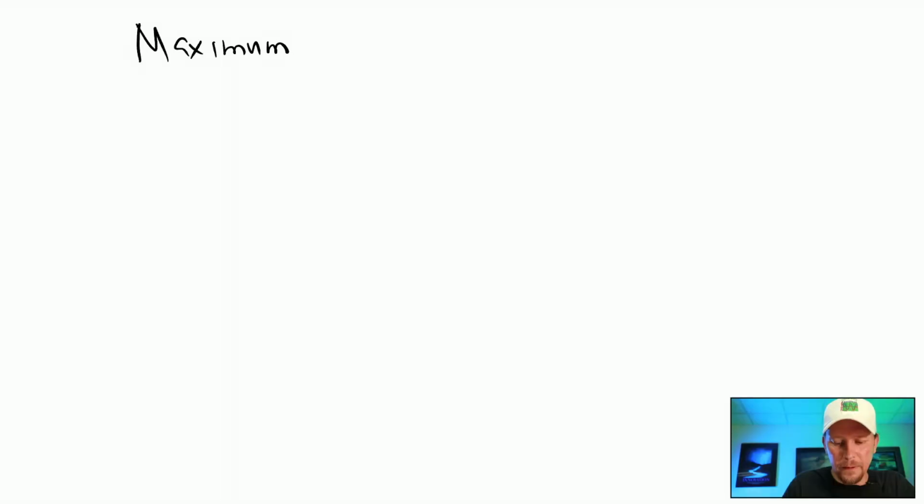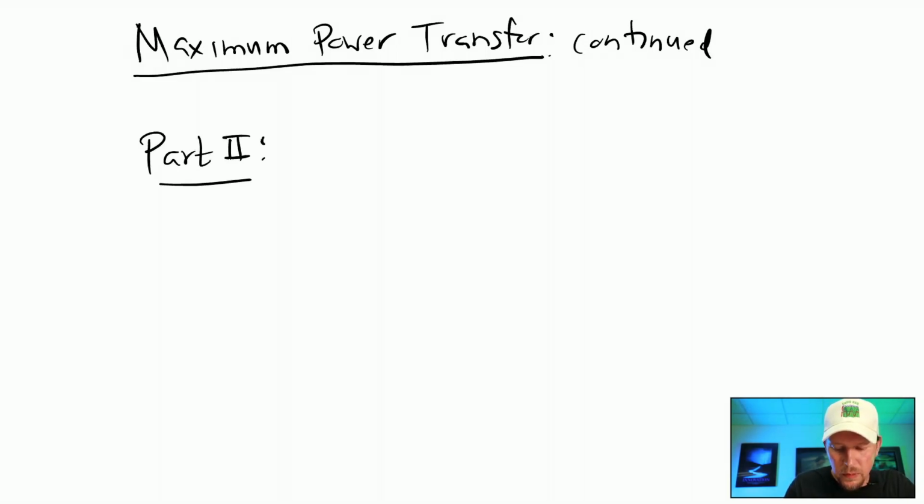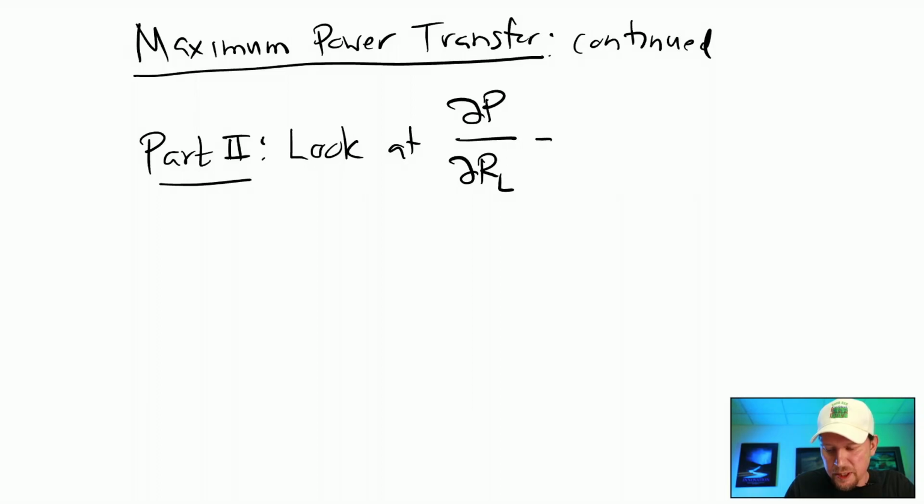So here we are continuing our investigation on maximum power transfer. This is continued, and this is now part 2. We're going to look at the partial of the power with respect to the load resistance, set it equal to 0, and see under what conditions that actually occurs, what constraints that imposes upon us.